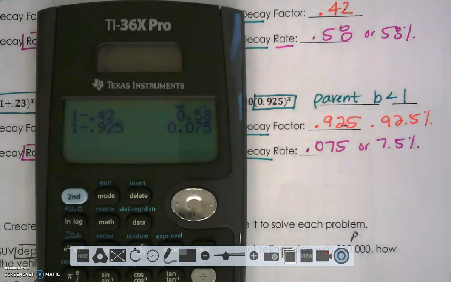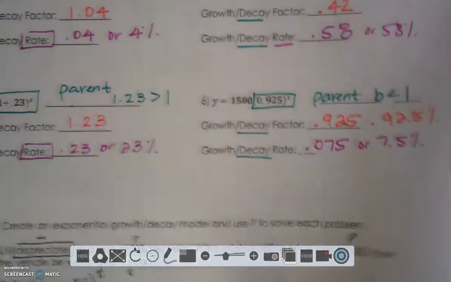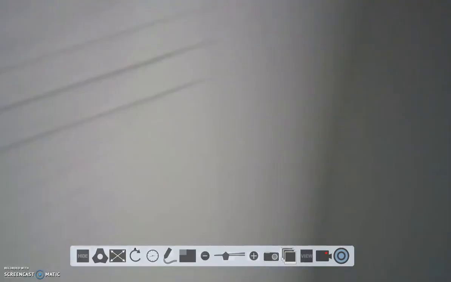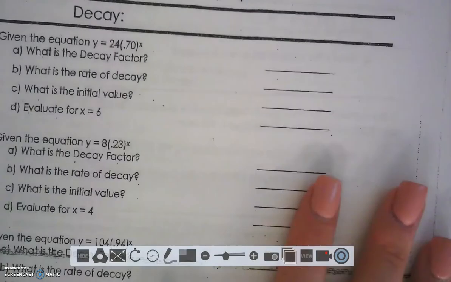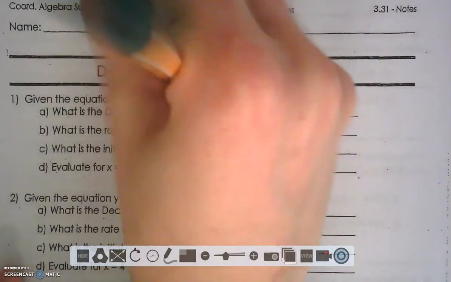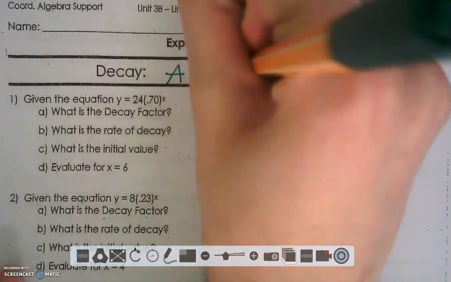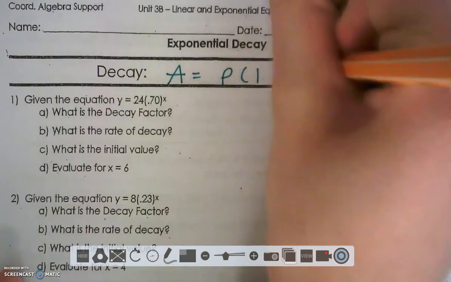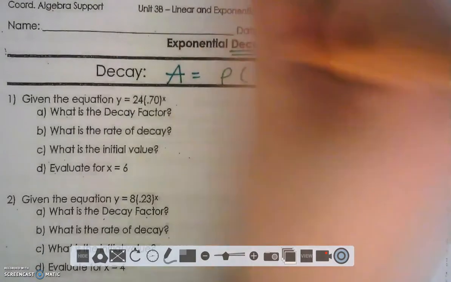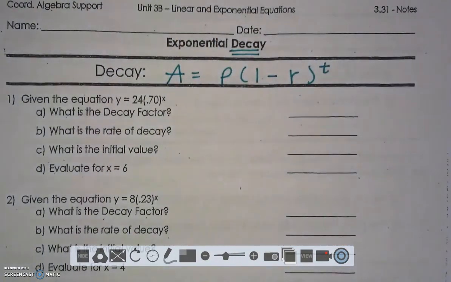So let's flip our packet over and then flip one more page over so we can look at the decay notes. Exponential decay is going to use the same formula. We're still going to have an amount, my principal, my rate, and my time. But since I am decaying, I'm going to subtract my rate now. I want to make sure that my base is under 1.